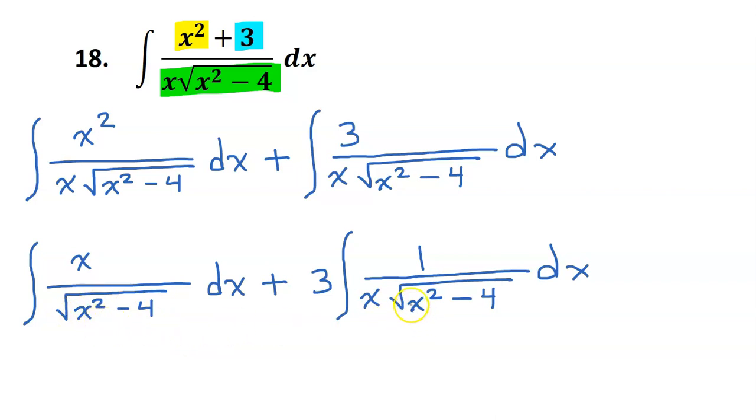For the second integral, the degree of the numerator is 0, and the degree of the denominator is 2. Because the degree is 2 more than the numerator, this looks like an inverse trig function.